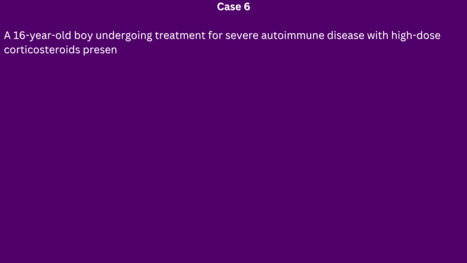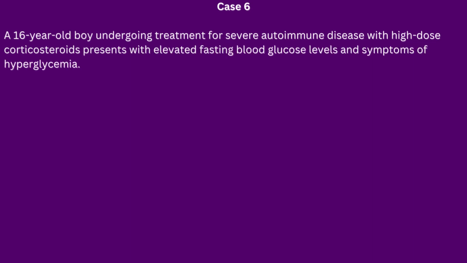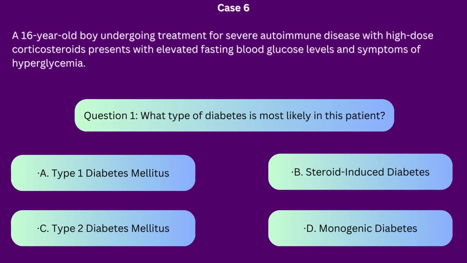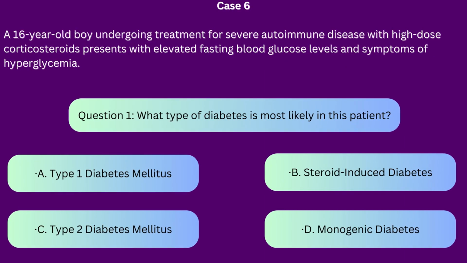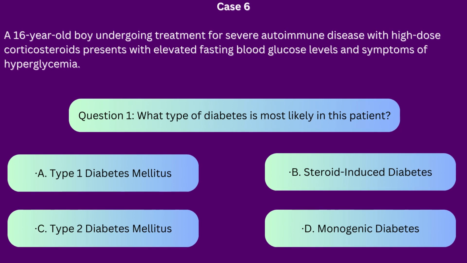Case number 6. A 16-year-old boy undergoing treatment for severe autoimmune disease with high-dose corticosteroids presents with elevated fasting blood glucose levels and symptoms of hyperglycemia. Question number 1. What type of diabetes is most likely in this patient? A. Type 1. B. Steroid-induced diabetes. C. Type 2. D. Monogenic diabetes. The correct answer is B. The use of high-dose corticosteroids is known to cause hyperglycemia and can lead to steroid-induced diabetes. This type of diabetes is a form of drug-induced diabetes resulting from the glucocorticoids' effect on increasing blood glucose levels.